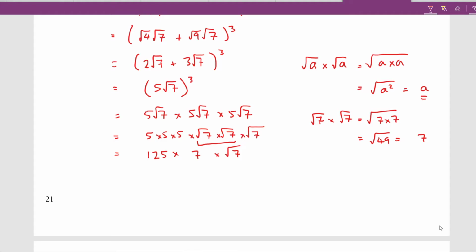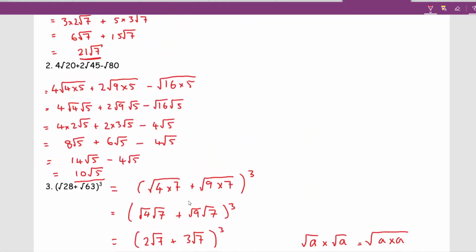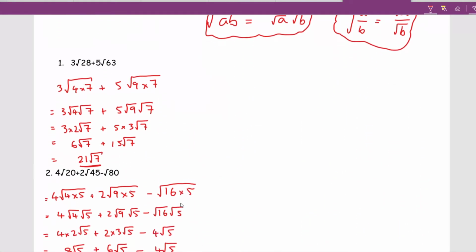So now, all I need to do is do 125, multiply that by 7 to get 875. And root 7 next. So these are forms of how to simplify surds.